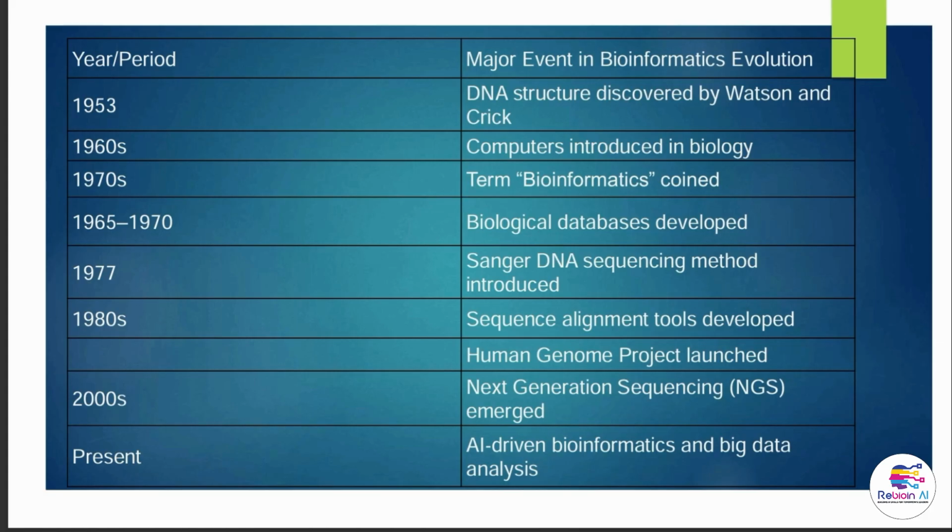In 1980, sequence alignment tools emerged. From 1990 to 2003, the Human Genome Project transformed genomics. In 2000, next generation sequencing expanded rapidly. Today, AI-driven bioinformatics and big data analysis dominate the field. This timeline shows how bioinformatics evolved from simple sequence comparison into one of the most advanced scientific disciplines in the world.